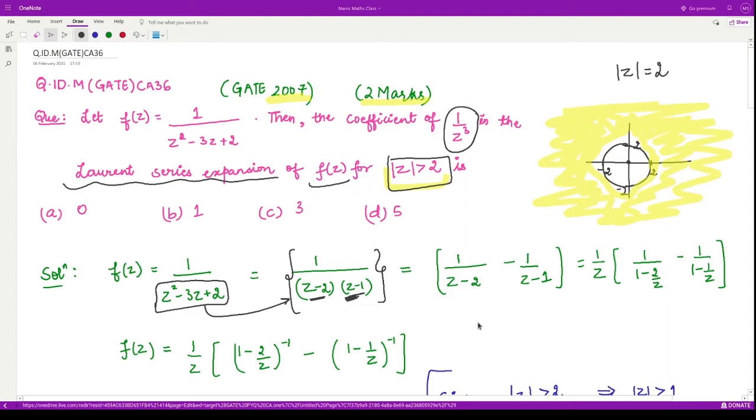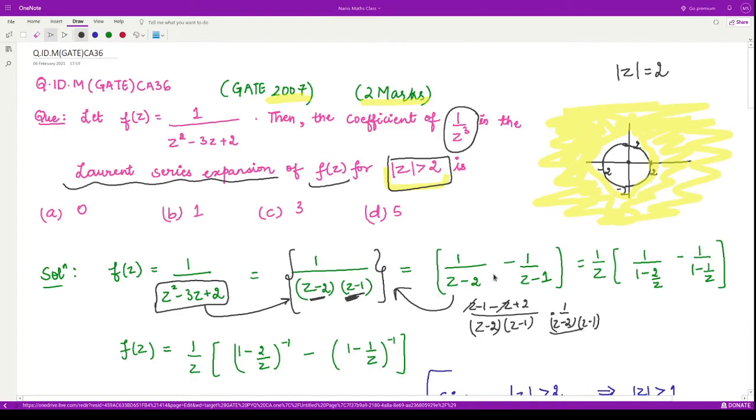So when you simplify this, you will be having z minus 2, z minus 1, and z minus 1 minus z plus 2. So this z and z cancels, and you will be left with 1 upon z minus 2 into z minus 1. So this is the partial fraction of this term.